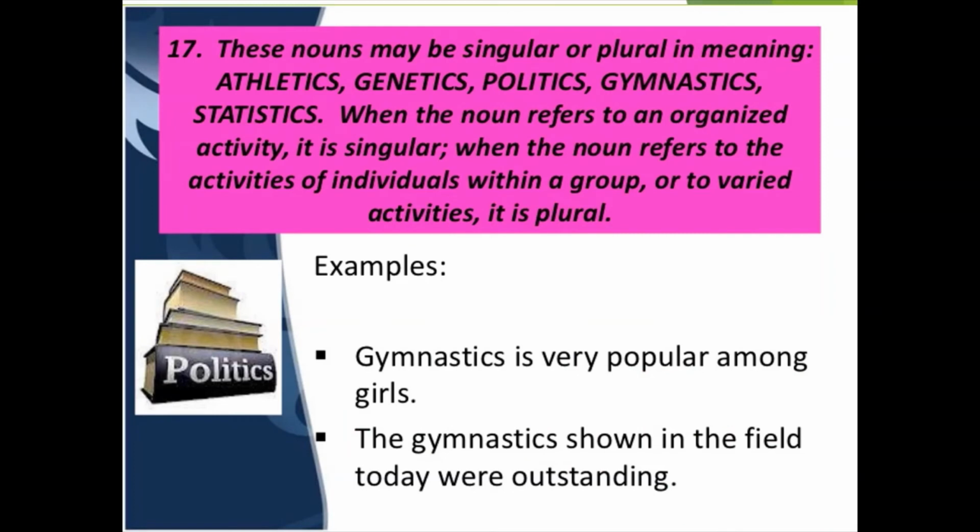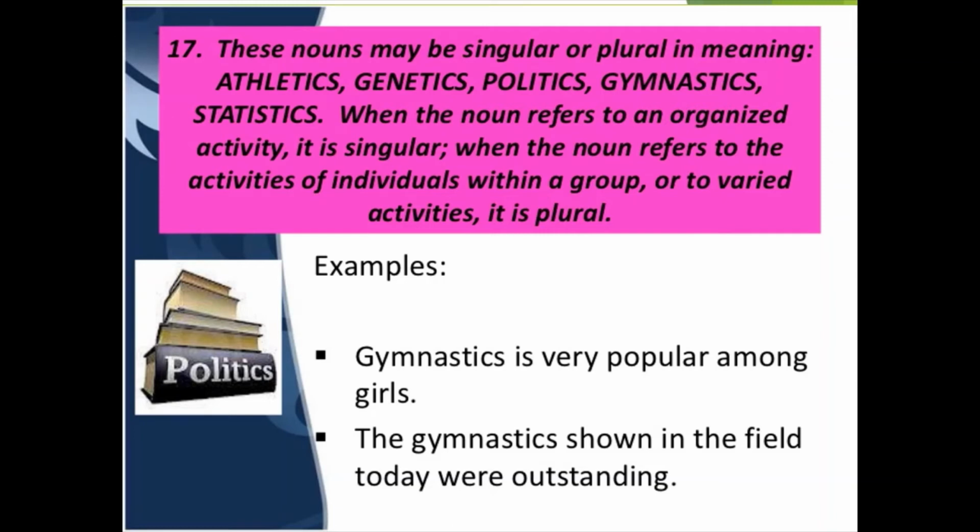Number 17. These nouns may be singular or plural in meaning: athletics, genetics, politics, gymnastics, statistics. When the noun refers to an organized activity, it is singular. When the noun refers to the activities of individuals within a group or to varied activities, it is plural. Examples: gymnastics is very popular among girls. The gymnastics shown in the field today were outstanding.